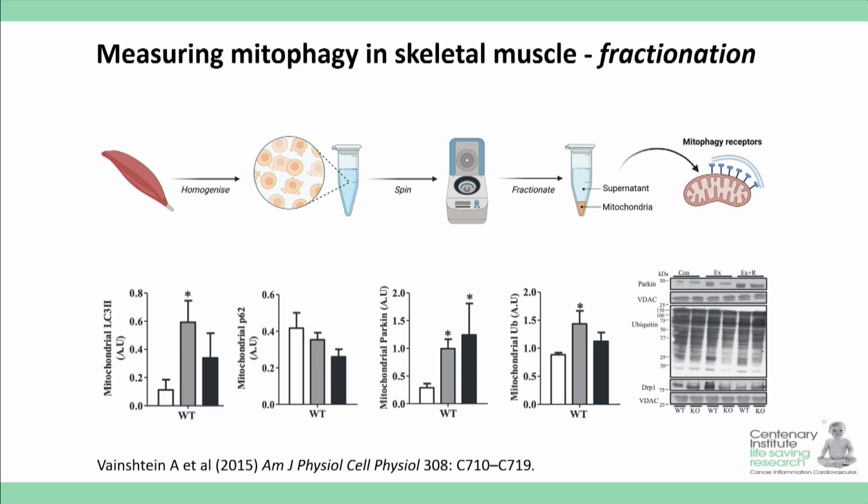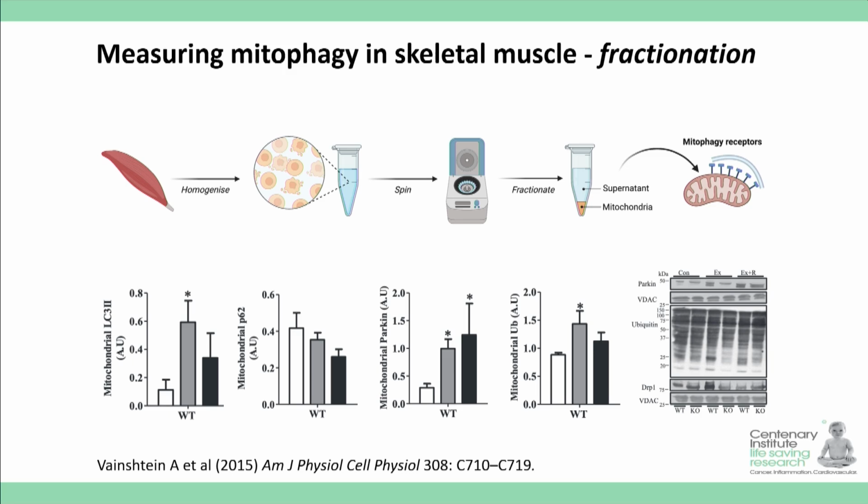So how do we measure mitophagy? There's a number of ways that people have tried to do this. The most typical way people will do this in skeletal muscle is via mitochondrial fractionation. So you can take your human biopsy or your animal muscle, homogenize, spin down and fractionate the mitochondria, and then typically most people have looked at the recruitment of these autophagy or mitophagy receptors to that mitochondrial pool, and then assume that process would therefore indicate that mitophagy might be occurring.